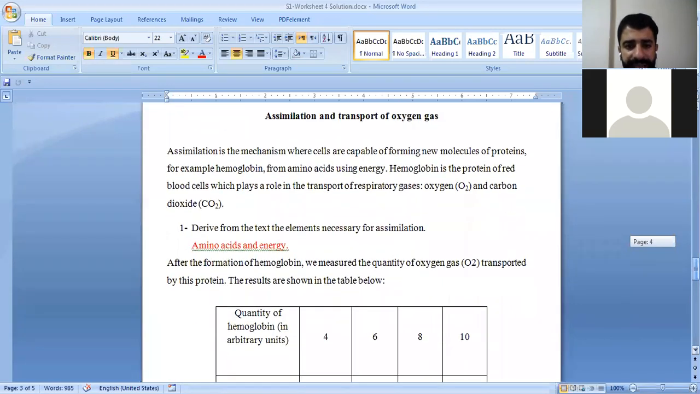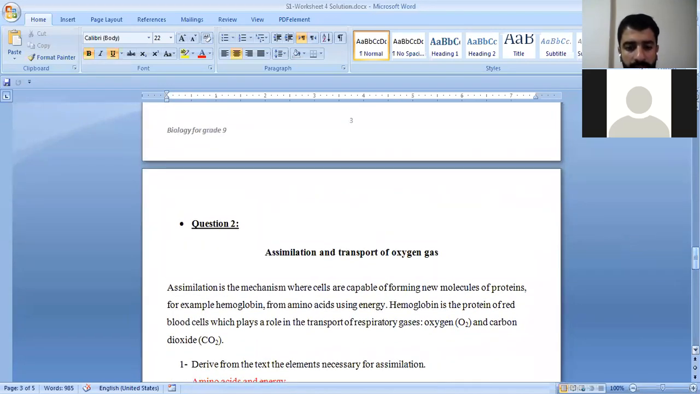Let's move to the second part, assimilation and oxygen transport. Assimilation is the mechanism where cells are capable of forming new molecules of proteins, for example hemoglobin. From what? From amino acids using energy. So the elements needed for this assimilation reaction are amino acids and energy. Hemoglobin is a protein of red blood cells which plays a role in the transport of respiratory gases, oxygen and carbon dioxide. First, derived from the text, the elements necessary for assimilation: what are they? Amino acids and energy.